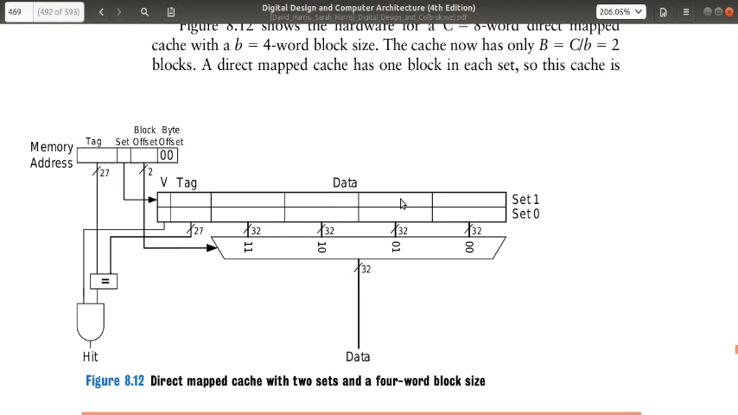So 00, 01, 10 and 11. That particular word you are looking for can be in any of these locations within one single block. Because there are 4 words per block, we need 2 bits of block offset, and because we only have 2 sets, we only need 1 bit for the set, right? This block offset can be used in a multiplexer like this to select which word is being read out as data. And again, this being a direct mapping, only one comparator is required.